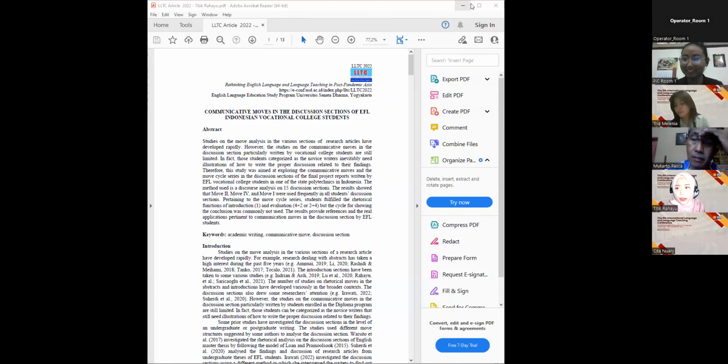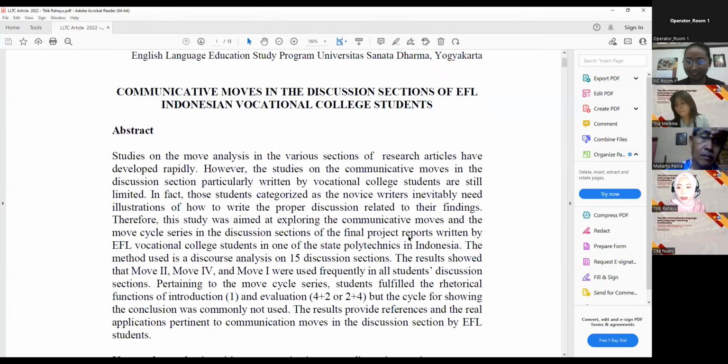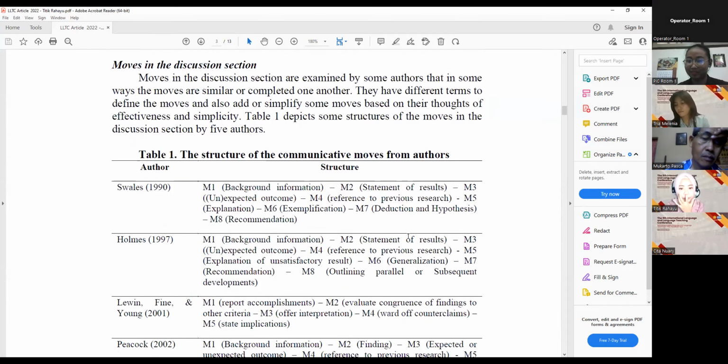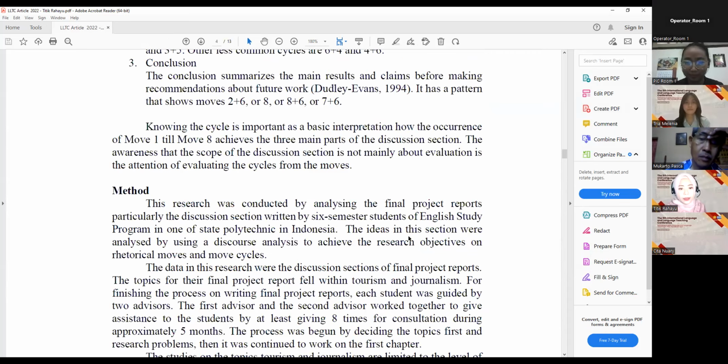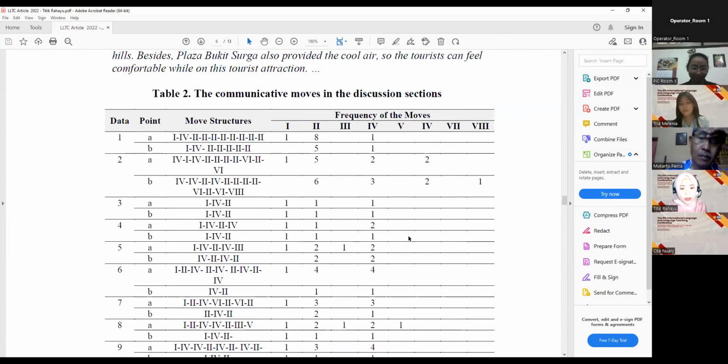Maybe may I show just one second the form of the analysis result, Miss? Yes, please. Just a second. Okay, so here I'm going to show you the complete list of the analysis of the communicative moves. Okay, this one like this.